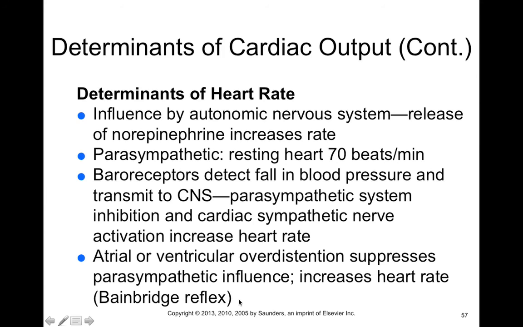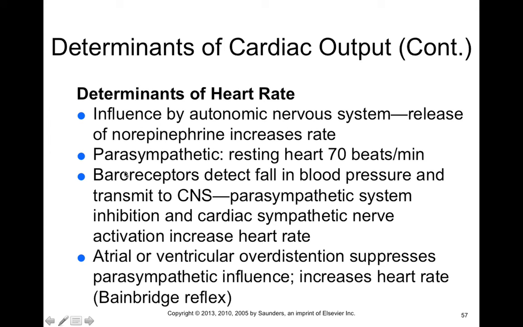Now, there are other determinants of heart rate as well, like atrial or ventricular distension, which can actually speed up heart rate. We call this the Bainbridge reflex. So the Bainbridge reflex is when the atria stretch. This actually stimulates the heart to increase its rate of contraction. And you'd expect that this makes sense because if the atria are stretching, you want the heart to keep up with venous return. And so this would also speed up the heart rate in order to keep blood flowing along in a more normal amount.